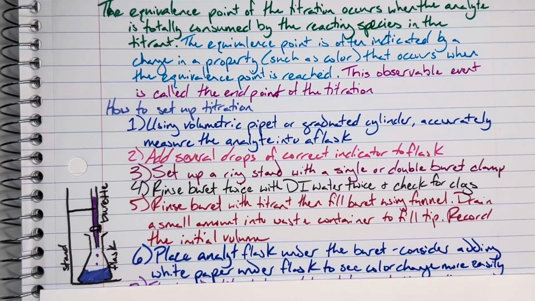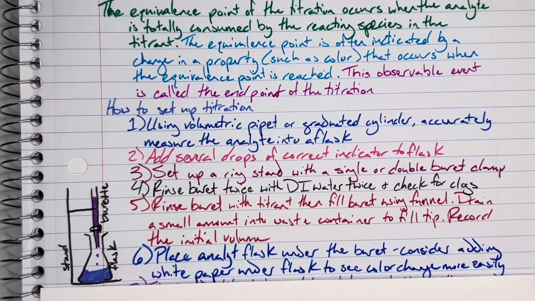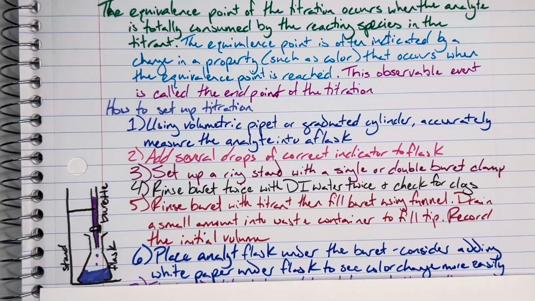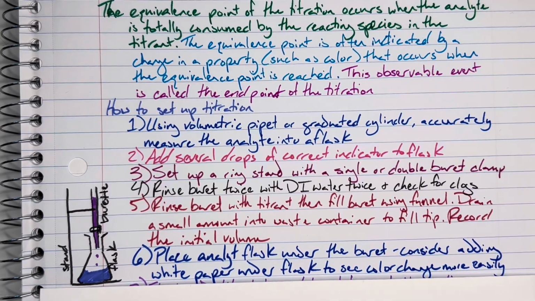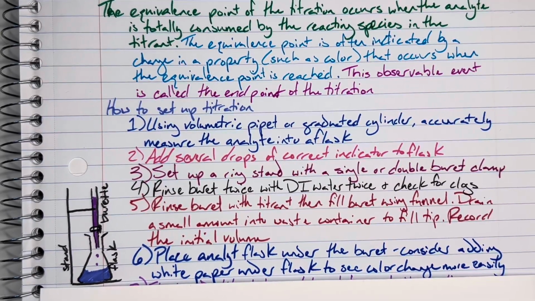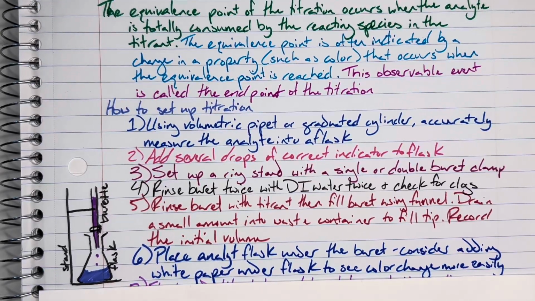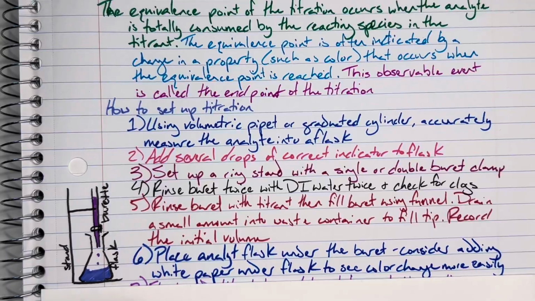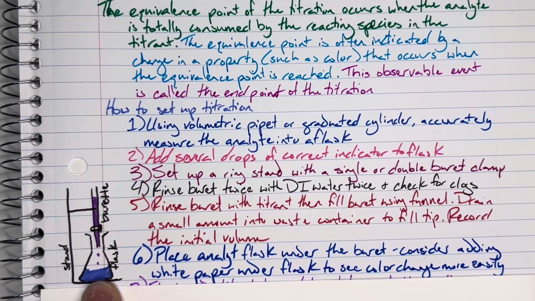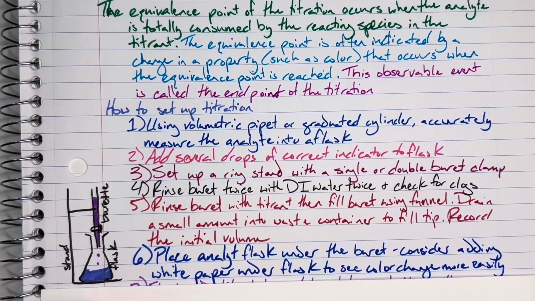You would then go ahead and place the analyte flask under the burette, and you might want to consider placing a piece of white paper or something else of light color underneath the flask so that you can see the color change more easily. Here we have an illustration of what a setup titration experiment could potentially look like.